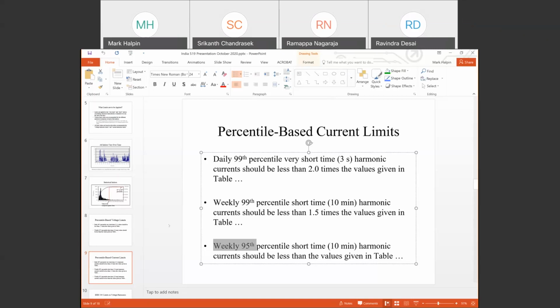Obviously, harmonic levels today might be different than the harmonic levels tomorrow or next week or next month. That's an operational decision that each utility company or perhaps each regulator has to consider and has to make. There is no guidance given for that in 519.